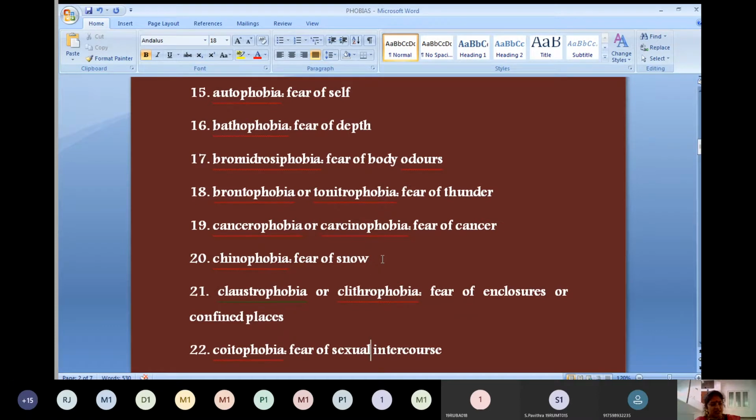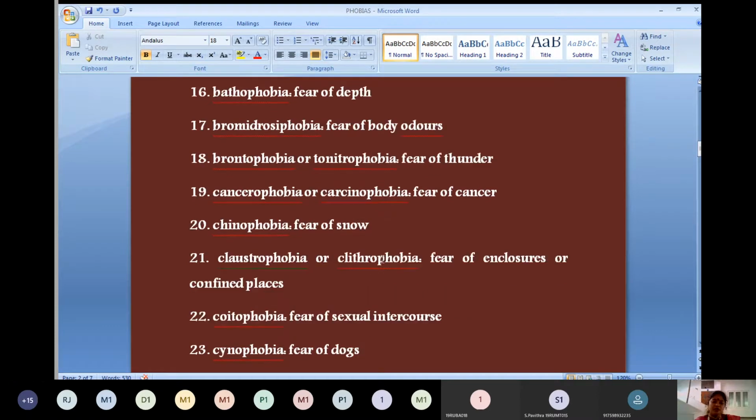Chinophobia. Acrophobia or claustrophobia means fear of enclosures, confined places.